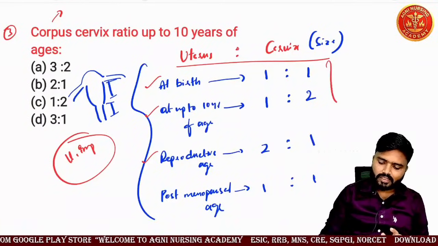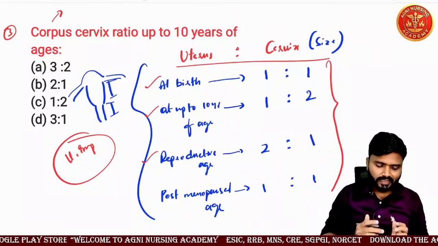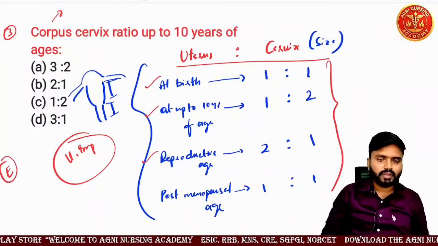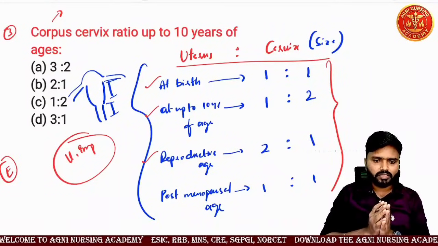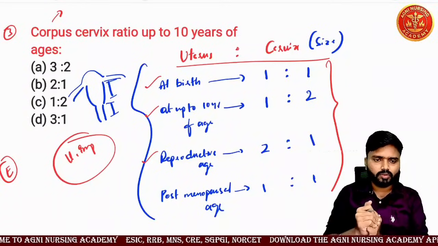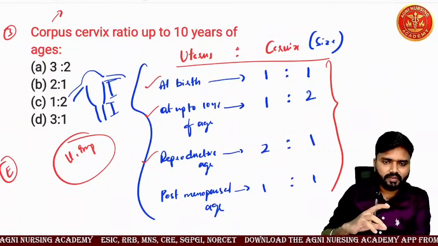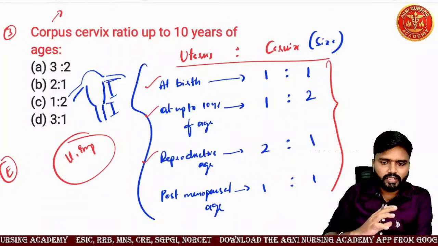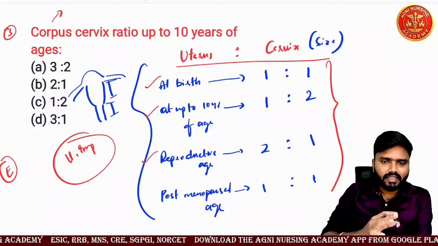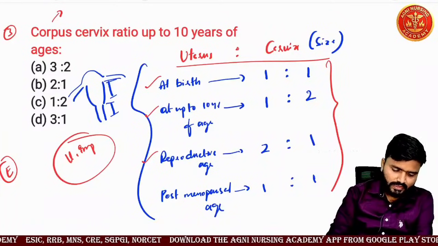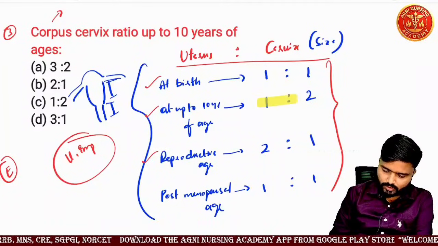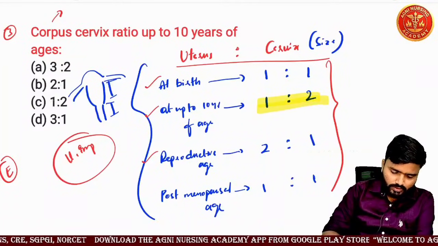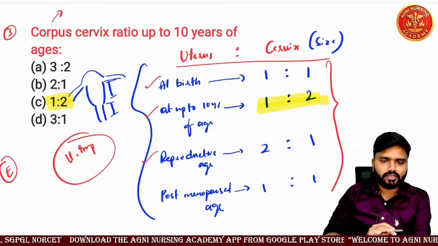These are all due to hormonal changes, mainly estrogen, understood? Mainly estrogen changes will be there in the reproductive age. So that's why this corpus cervix length ratio will vary in different age groups, understood? So at 10 years of age it is 1 is to 2, understood? 1 is to 2 is the correct answer for this question.